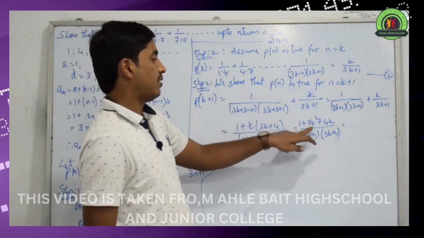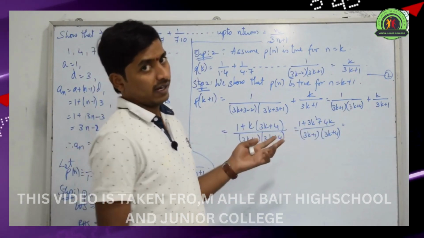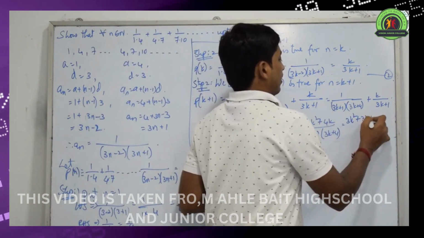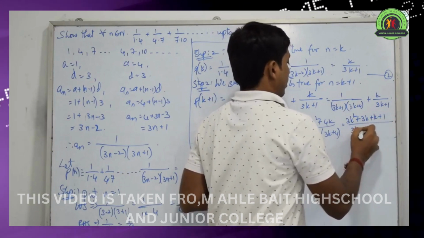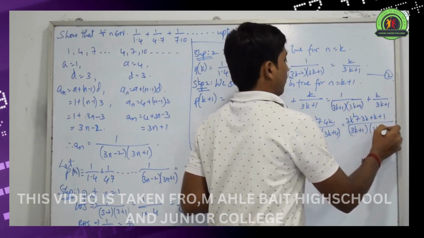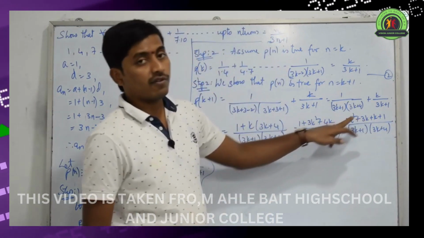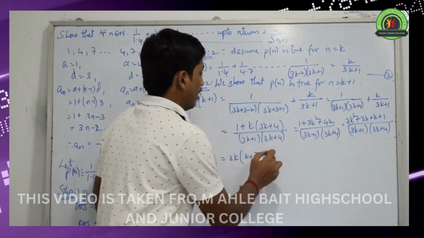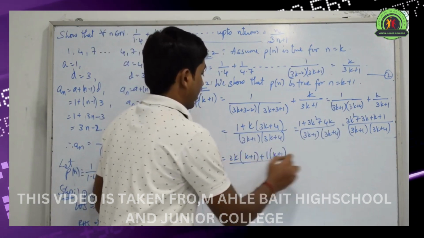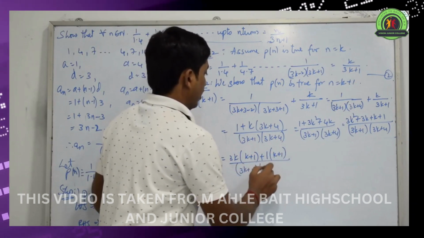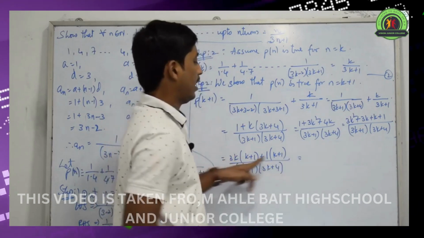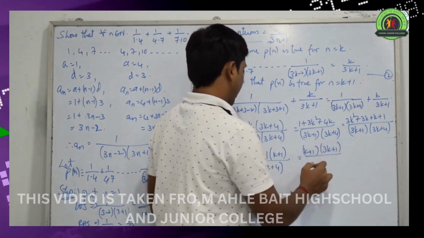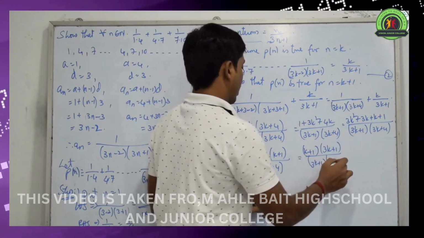Now can we solve this 3k square plus 4k plus 1? We can factorize it, right? Now simplify it. 3k square plus 4k can be written as 3k plus k plus 1 by 3k plus 1 into 3k plus 4. Right? Can I take 3k common from the first two terms? Yes, right? That will be 3k into k plus 1 plus 1 into k plus 1 divided by 3k plus 1 into 3k plus 4. Now again k plus 1 take it as common. You will be left with 3k plus 1 divided by 3k plus 1 into 3k plus 4.